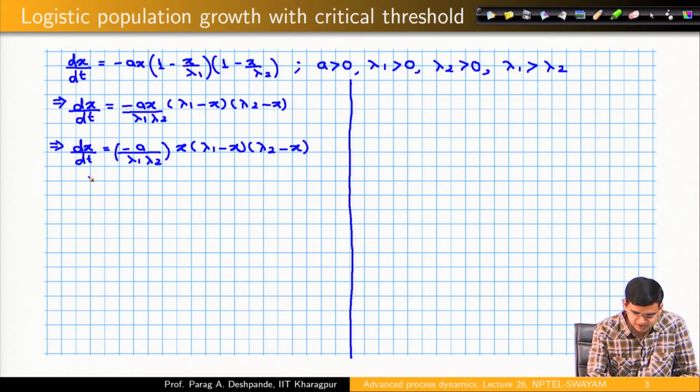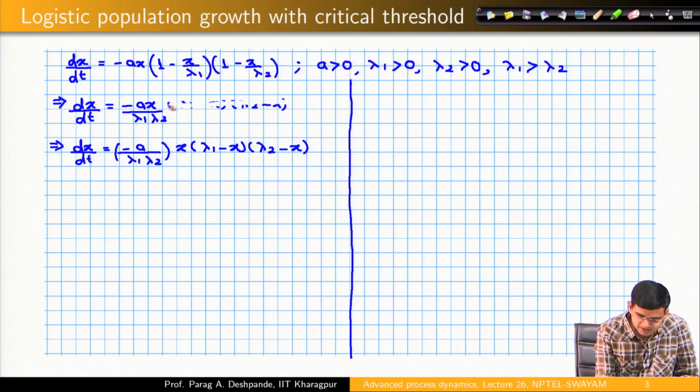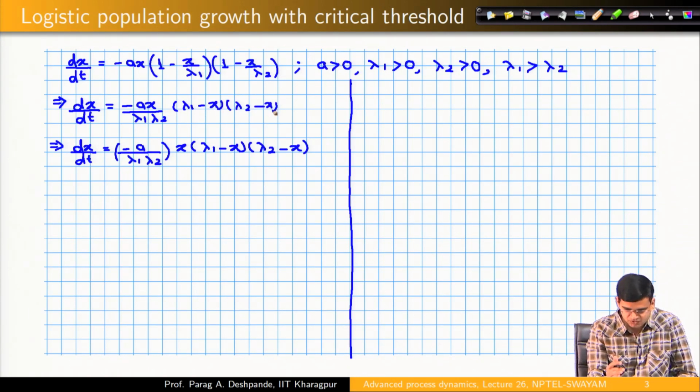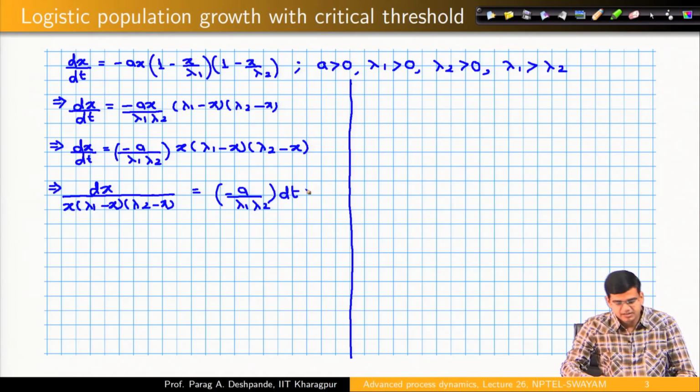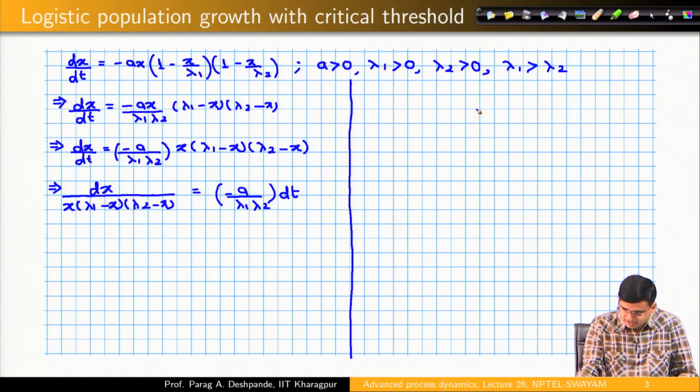No, there is one problem here. So, this should be, let me make this correction, this should be, yeah, in fact that is correct, it was correct, lambda 1 minus x and lambda 2 minus x. So, we were correct, and then therefore, what I can do is dx upon x, lambda 1 minus x, lambda 2 minus x, and this should be equal to minus a upon lambda 1 lambda 2 dt. The left hand side can be solved easily if I can split this 1 upon x, lambda 1 minus x, lambda 2 minus x into partial fractions.